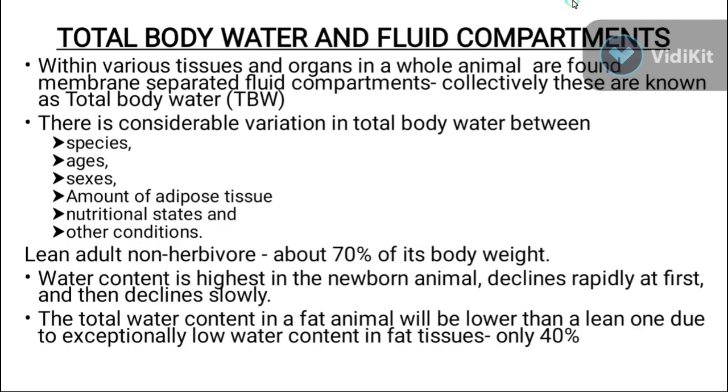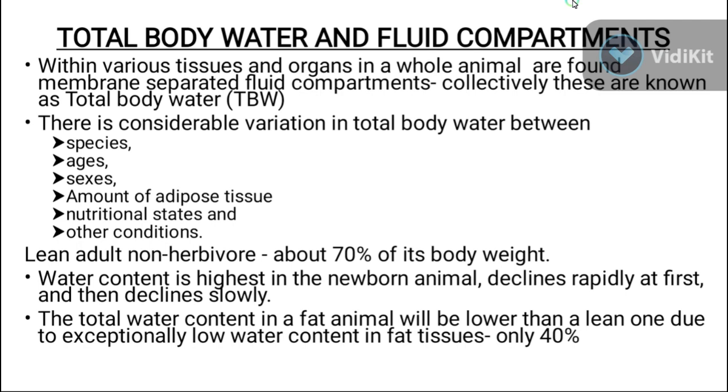Total body water and fluid compartments. Within various tissues and organs in a whole animal are found membrane-separated fluid compartments. Collectively these are known as total body water, TBW. There is considerable variation in total body water between species, ages, sexes, amount of adipose tissue, nutritional states and other conditions. A lean adult non-herbivore has about 70% of its body weight as water.